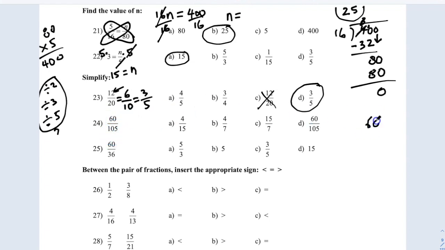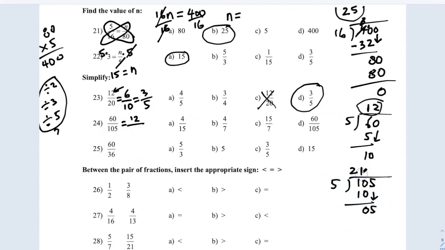60 divided by 5. So 60 divided by 5 is 12. Same with the bottom. So my answer is 12 over 21. Can I simplify more? Let's try by 2. But can I divide by 2 on the bottom?